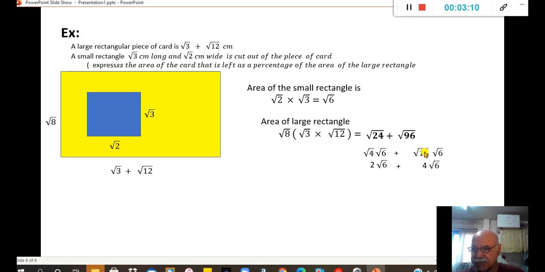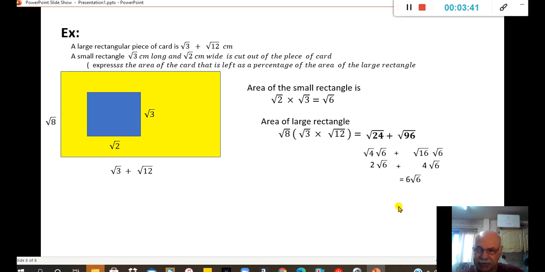So 2 times the square root of 6 plus 4 times the square root of 6 becomes 6 square root of 6. So this is the area of the big rectangle, 6 square root of 6. And the area of the small rectangle is the square root of 6.